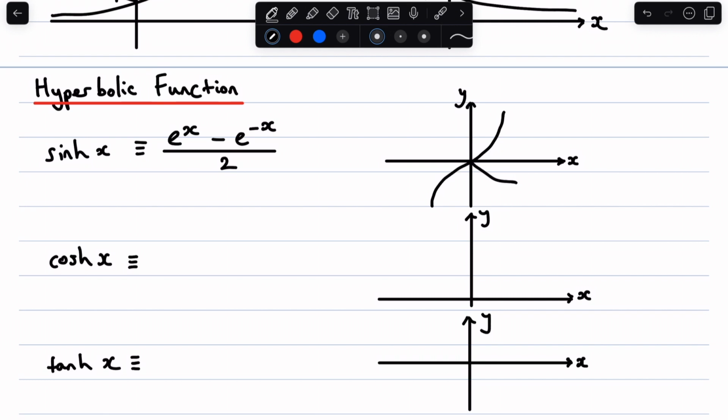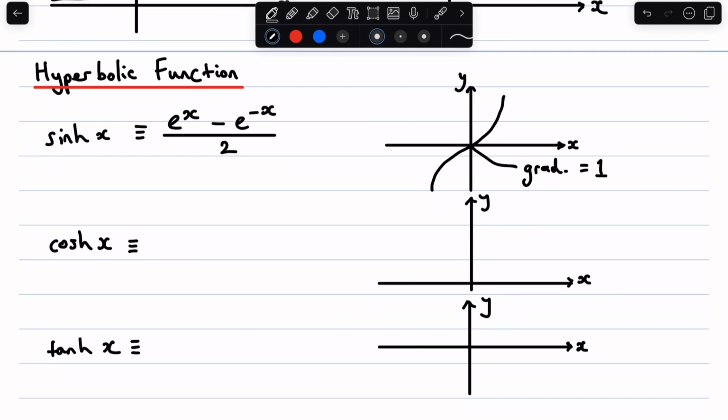And at the origin here, the gradient is equal to 1. And as the modulus of x approaches infinity, so in the positive x direction and negative x direction, the behavior of the graph becomes exponential. And that's the same case for cosh x, and there isn't really another pronunciation of that. I think everyone agrees on cosh x, and it's defined as e to the x plus e to the minus x, all divided by 2.